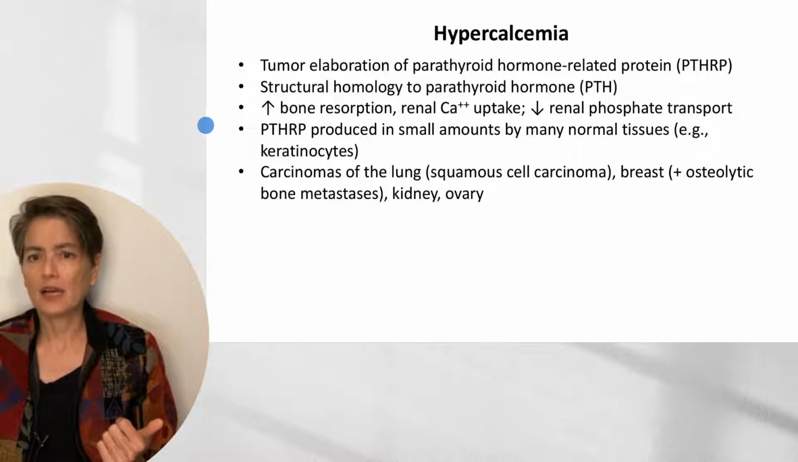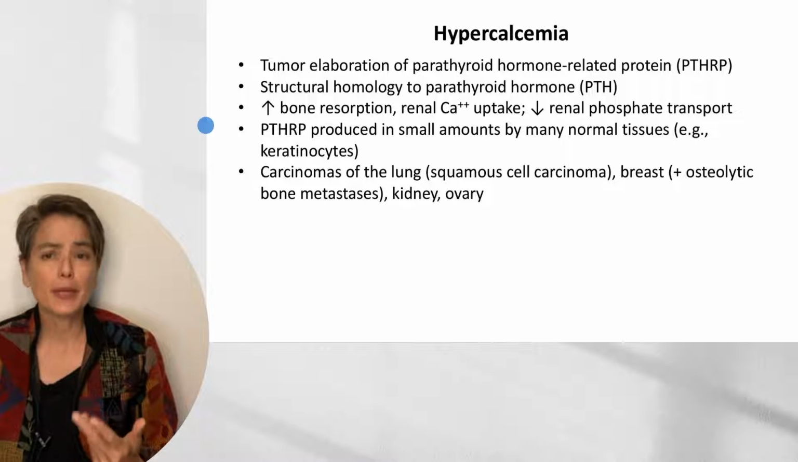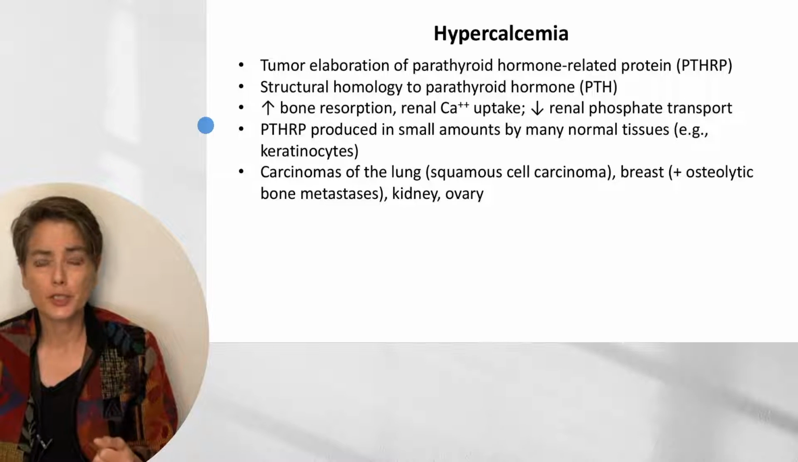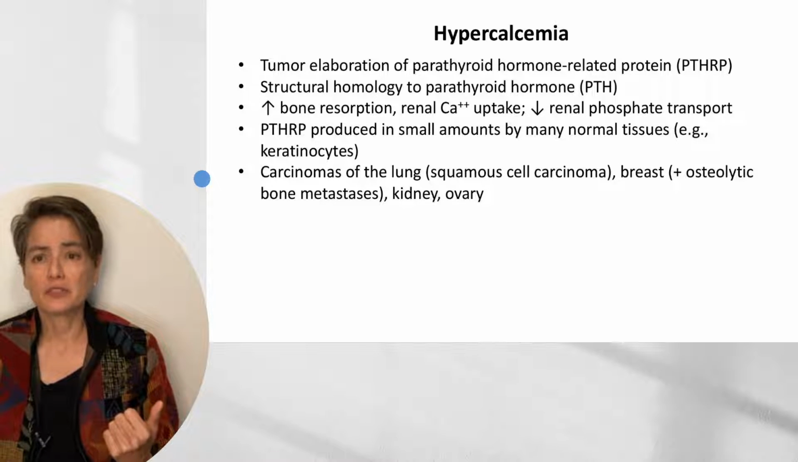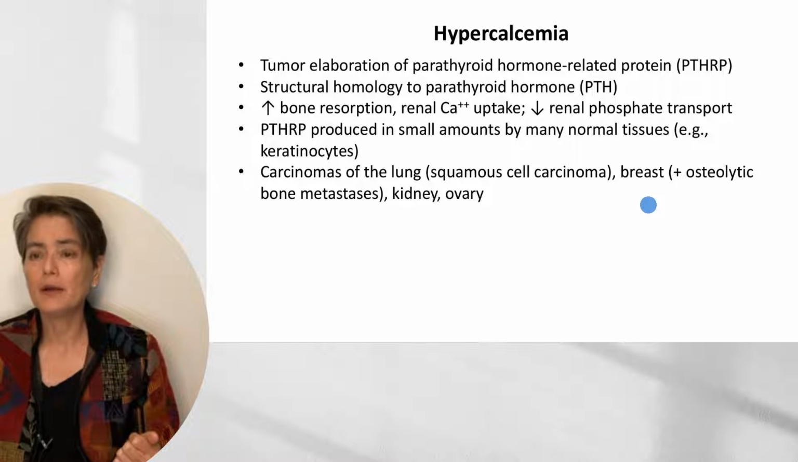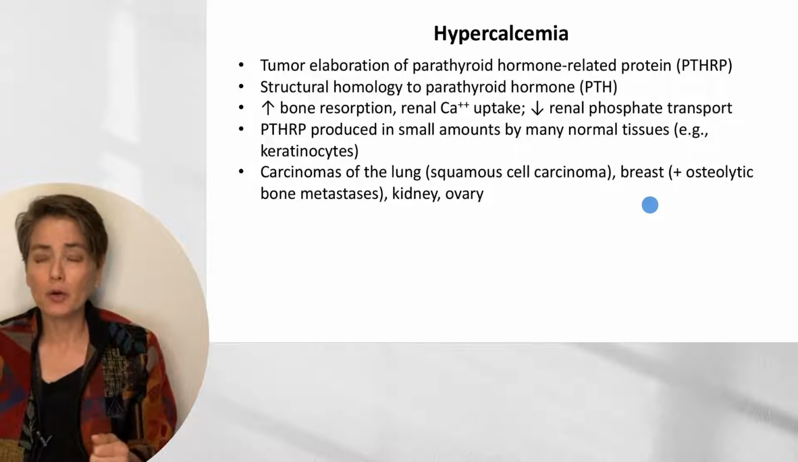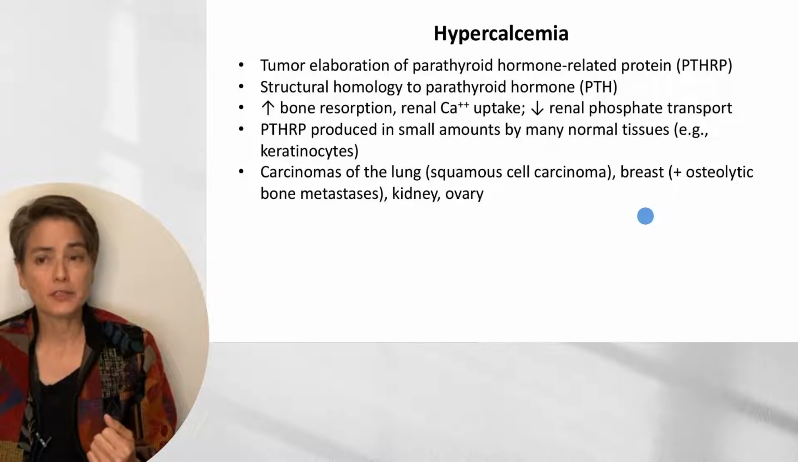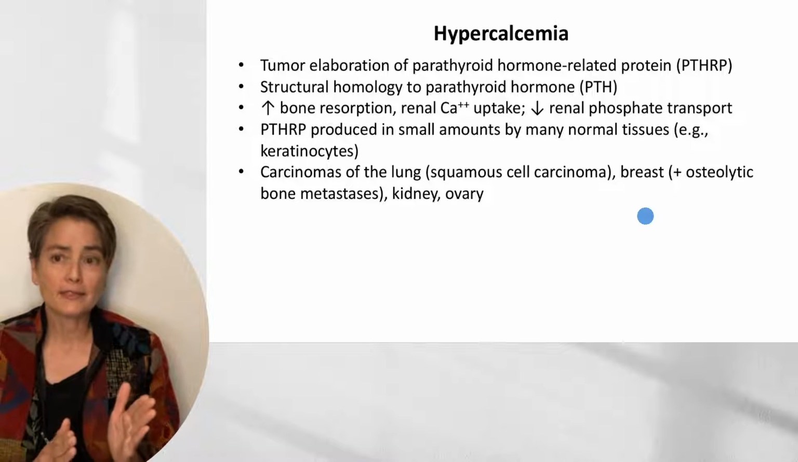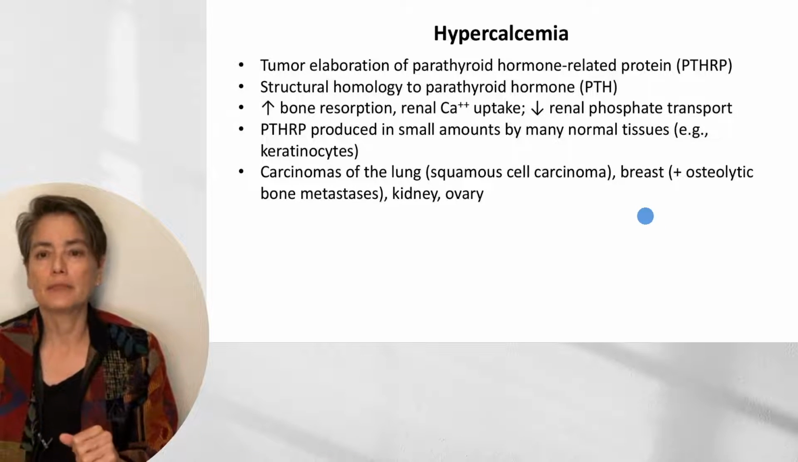Now, why do we see this? PTHrP is produced typically in small amounts by many normal tissues, for example, keratinocytes. So when we see carcinomas of the lung, particularly our squamous cell carcinoma, these are going to be keratinocytes. This is going to be where our PTHrP comes from. Now, we can also see hypercalcemia due to PTHrP from breast carcinoma, and keep in mind that breast will frequently go to bone, so that hypercalcemia may be particularly elevated in individuals with metastatic breast carcinoma because of the combination of the paraneoplastic syndrome plus those osteolytic metastases.